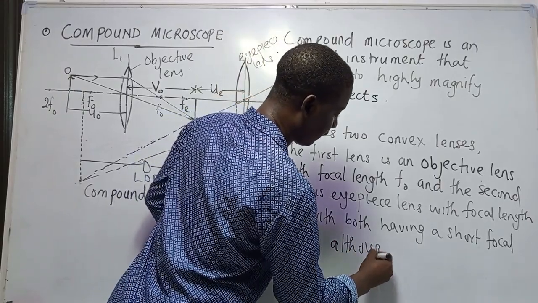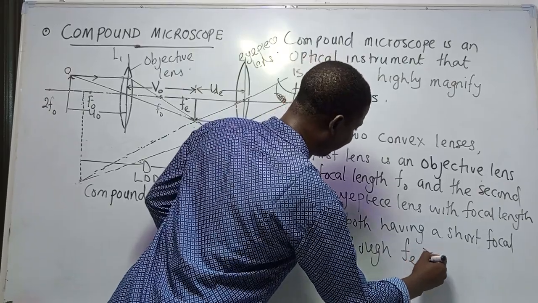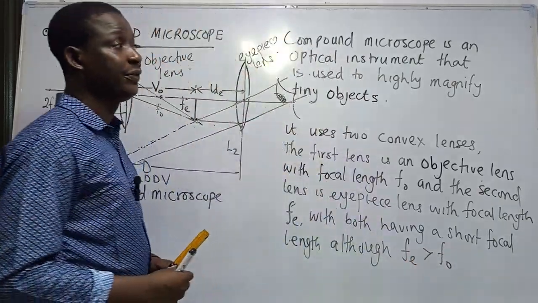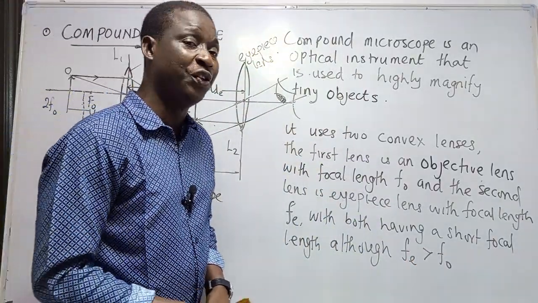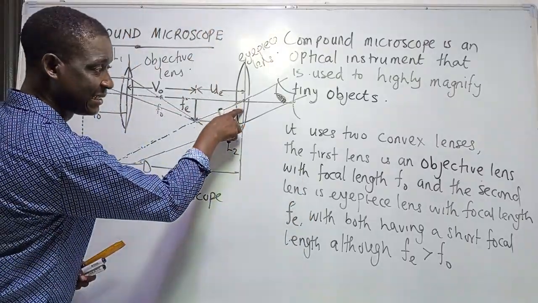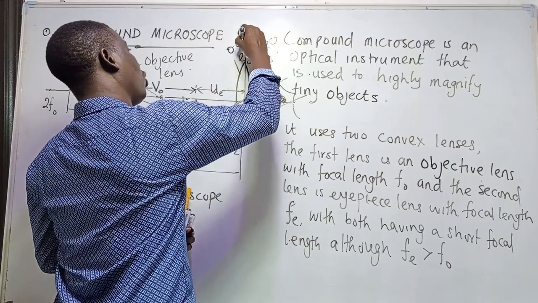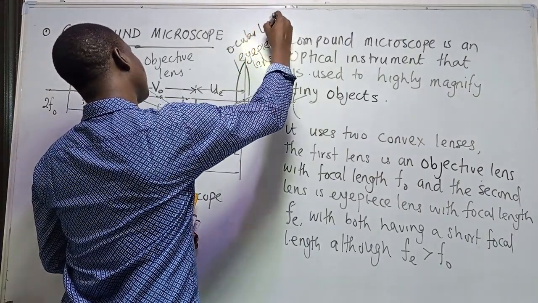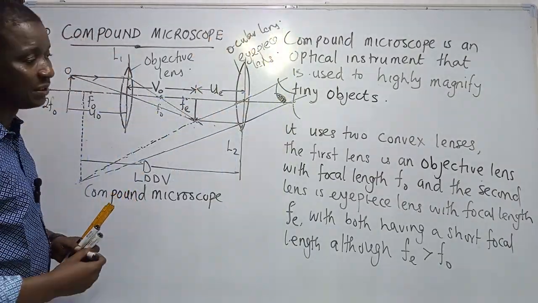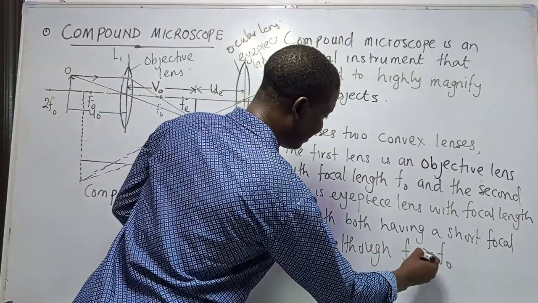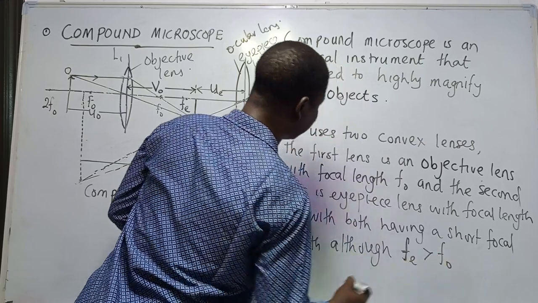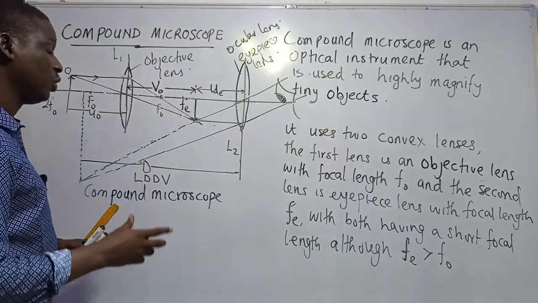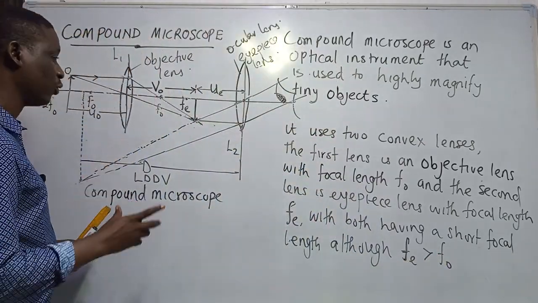Although fe is greater than f naught. So the focal length of the eyepiece lens, which is also called the ocular lens, is greater than the objective lens focal length. The eyepiece focal length is higher than the objective focal length.